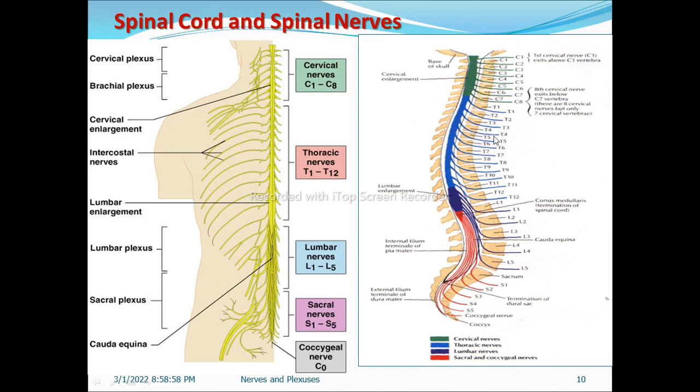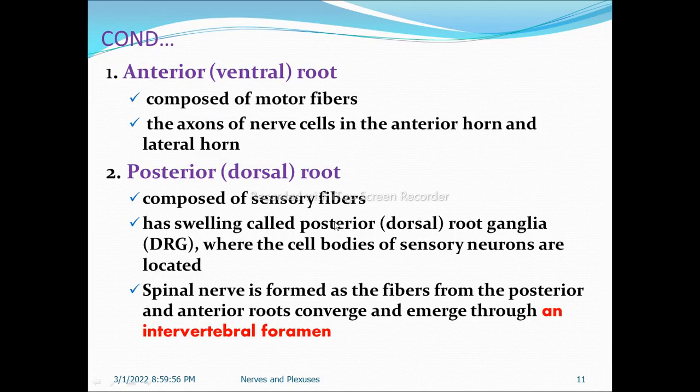This tells us how the nerves emerge in relation to their corresponding bones. For instance, how the C1 nerve passes through, whether it is above C1 or below C1. And also this is the cervical plexus, this is the brachial plexus, and this is an enlargement which is called the cervical enlargement, and this is an enlargement which is called the lumbar enlargement. At its origin there is a root.